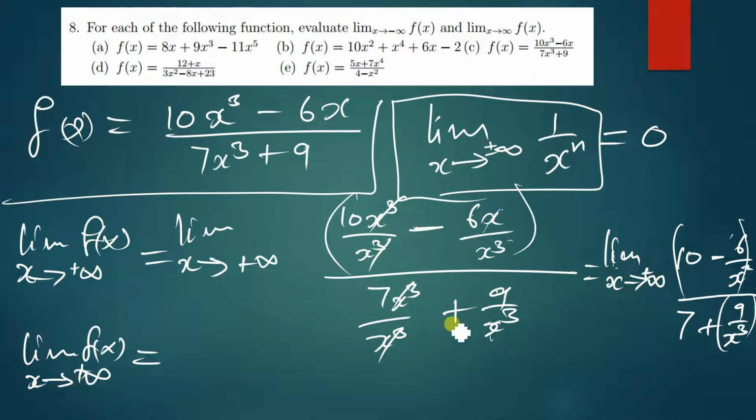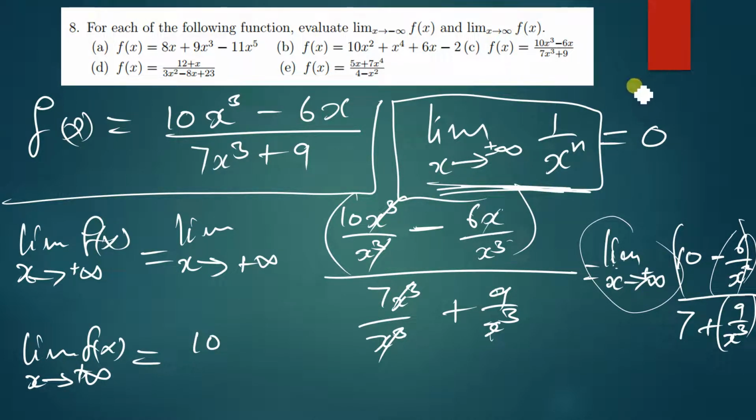When you distribute the limit, the limit of 10 as x approaches positive infinity will still be 10. The limit of any constant as x approaches any number is simply that same constant. Now when you look at this expression, the limit of 6 over x to the power 2 as x approaches positive infinity is going to be like this.